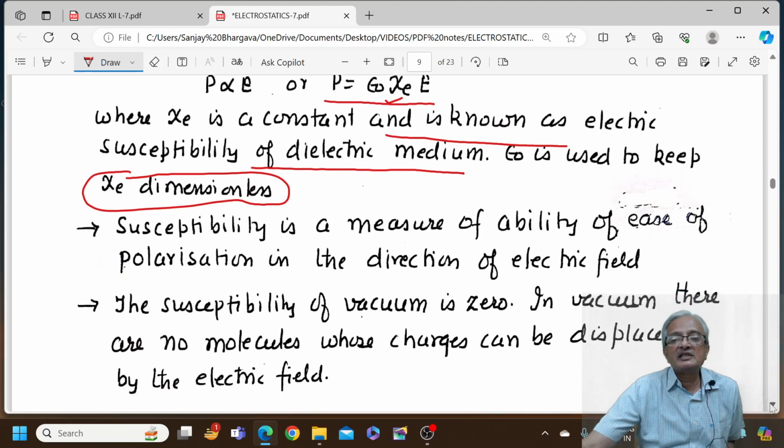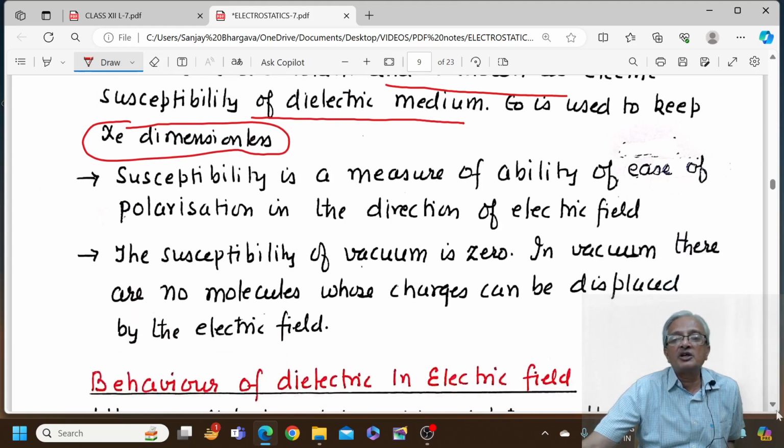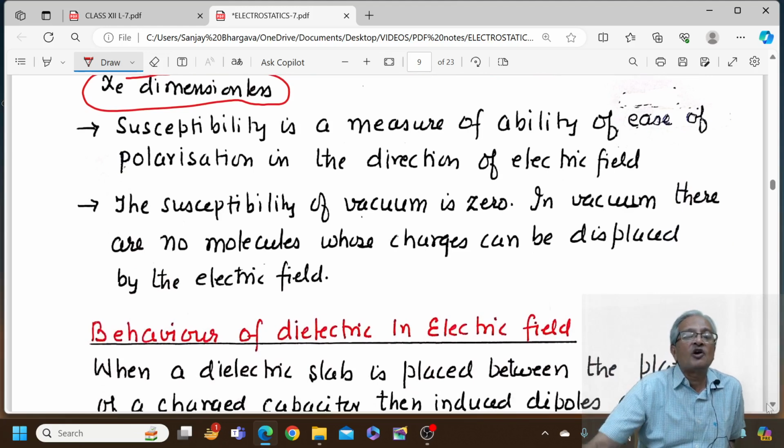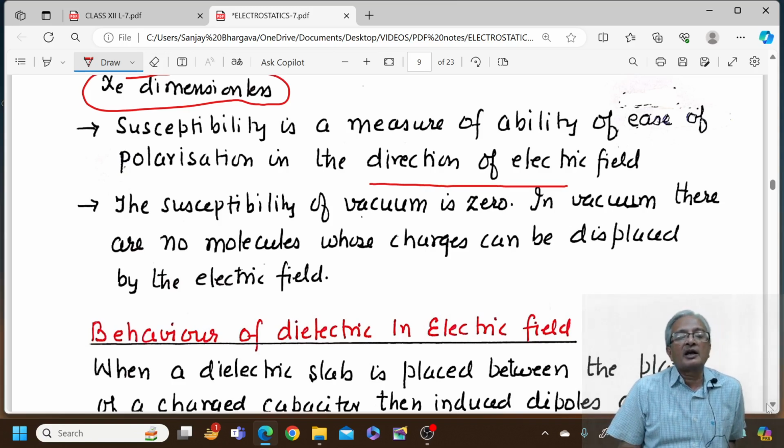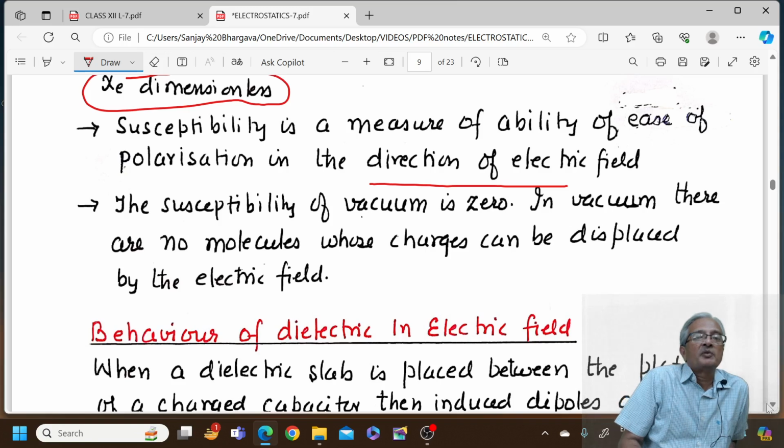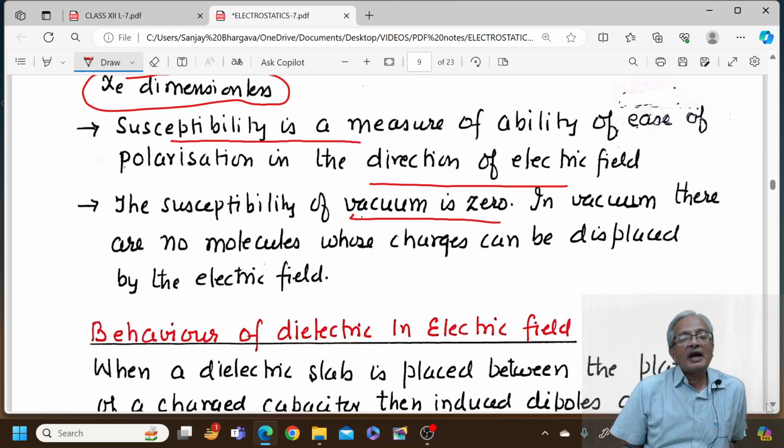Susceptibility, what is the physical significance? It provides a measure of the ease of polarization in the direction of the electric field. How easily a material gets polarized when placed in an electric field, if we want to measure that, it would be measured in terms of susceptibility. The susceptibility of vacuum is 0. Why? Because in vacuum there are no molecules whose charges can be displaced by the electric field, and that is why in vacuum the susceptibility comes out to be 0.